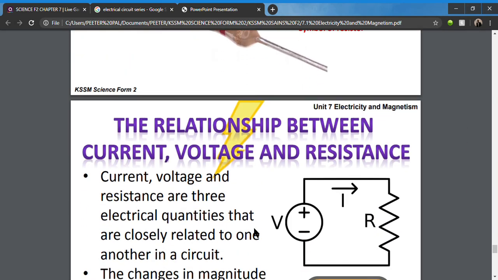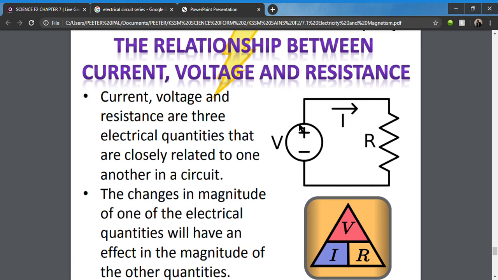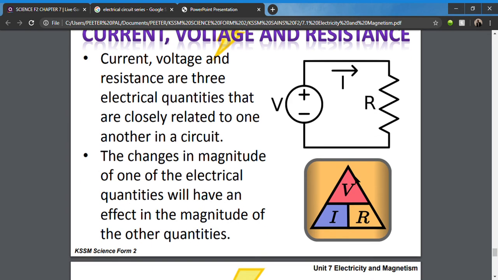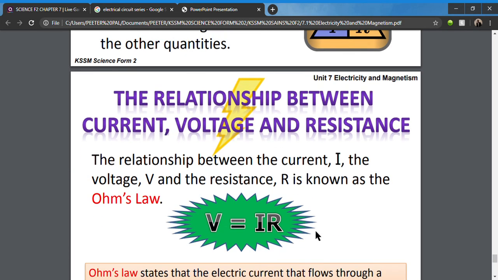So when you have a circuit, a loop, you have the dry cells, the batteries, to provide the voltage and the current flows through the conductor. This is the conductor, this is the resistance across it. Alright, so the basic formula is V equals IR. We have this triangle, V equals IR. We call this Ohm's law. The relationship is called Ohm's law.